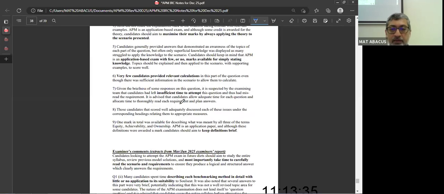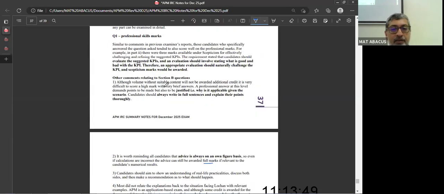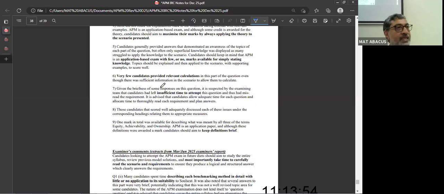So same points here. Okay, the problem of time, given the briefness of some responses on this question, it is suspected by the examining team that candidates had left insufficient time to attempt this question. Remember, this is question number 3, I think. Section B questions here. So by the time I'm picking up is from question number 3 here.